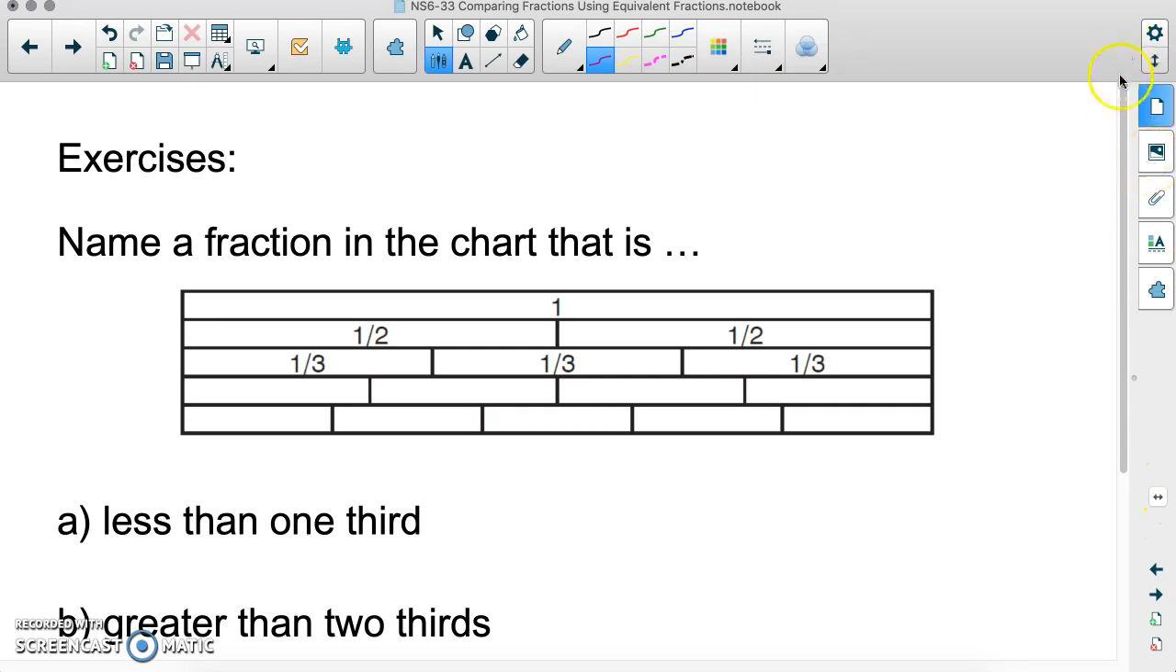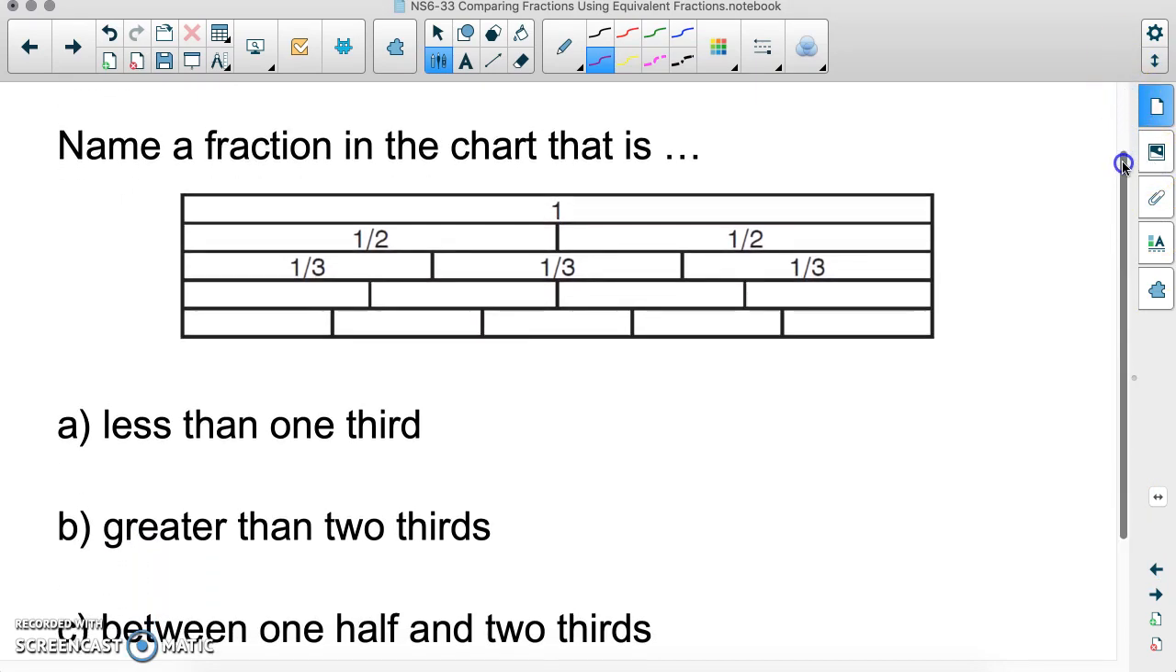So let's use these fraction tiles to help with these questions. We know we did 1/4 here and we had 1/5 in here. Name a fraction in the chart that is less than 1/3. So smaller than 1/3, your answer could be 1/4 or 1/5. What is a fraction that is greater than 2/3? So here's 2/3. What is greater than 2/3? Well, you could have 3/4 would be greater, or 4/5 would be greater.